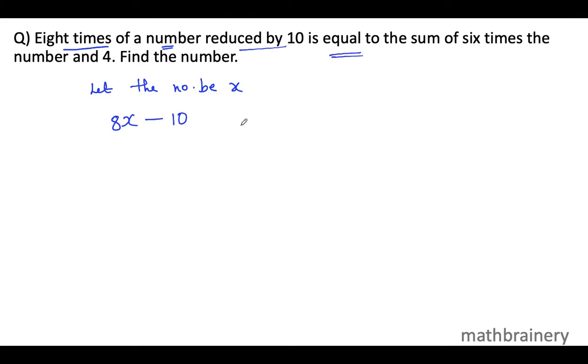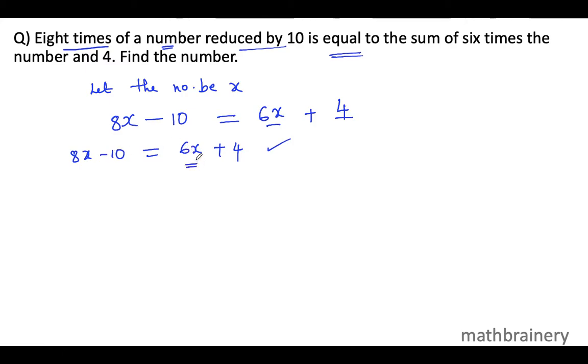This is equal to, okay, sum of. So we have sum of some two quantities. What are they? 6 times the number. 6 times x will be 6x, and 4, which is 4. So what we have here, 8x minus 10 is equal to 6x plus 4. 8 times of a number reduced by 10 is equal to the sum of 6 times the number and 4. So now what we have is a linear equation again. Here we have variable terms on both sides.